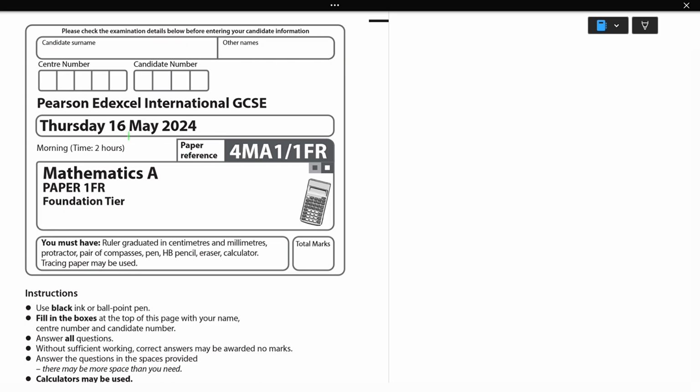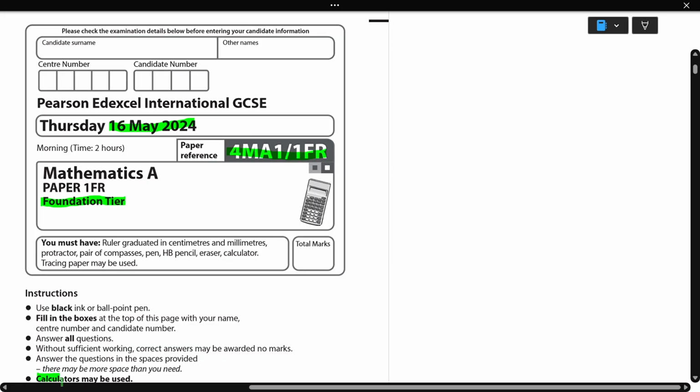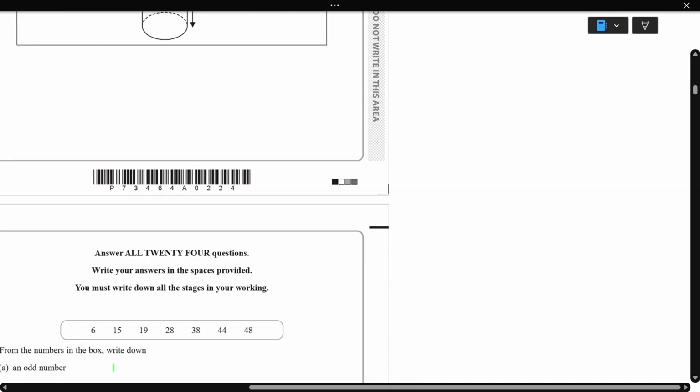May 2024 Foundation Tier paper, 4MA1 1F paper. It is a calculator paper, so a calculator can be used. Okay, let's go for the first question.